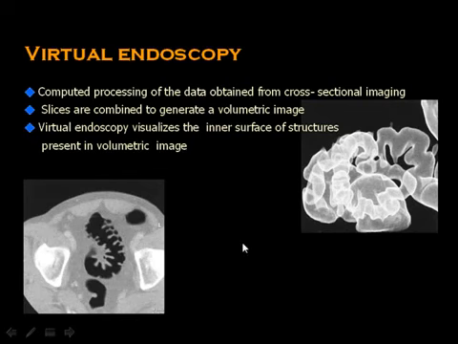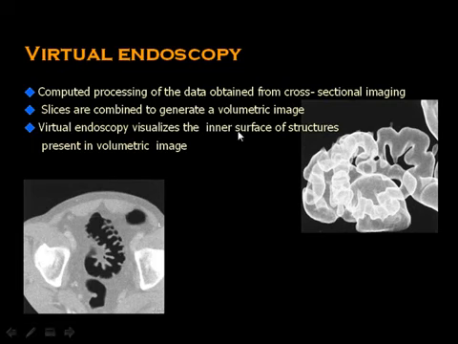One of the advantages of multi-detector CT is to obtain what is known as virtual endoscopy. What is virtual endoscopy? It is a method by which you can go inside the bowel using the CT facilities, in a way similar to the real endoscope. How can you perform this?